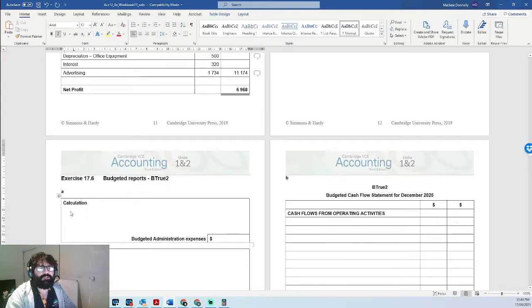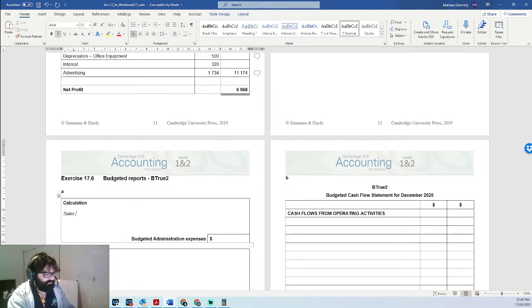So we're on 17.6. I have merged them. So budgeted administration expenses is 5% of sales plus GST. So when it says 5% of sales plus GST for administration expenses, that is 5% of sales, not sales plus GST, just the sales, and then you add GST on the administration expense.